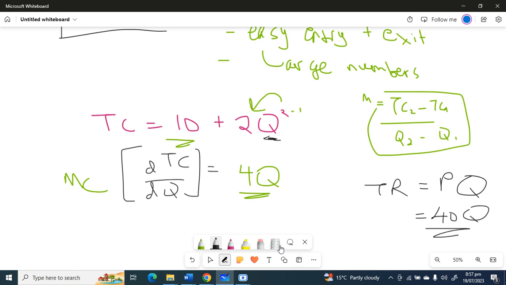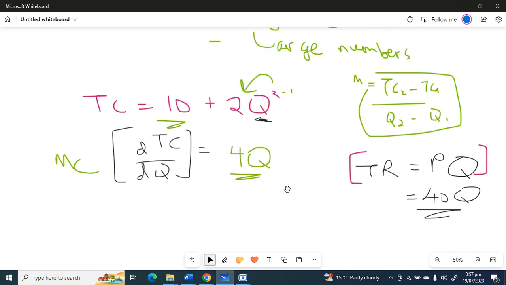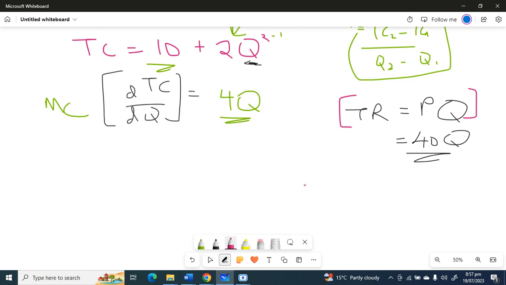With these questions, always remember this formula, and this one too, because other times they don't give you the total revenue function. You have to get it by yourself. Then we have to get the marginal revenue. We are deriving the total revenue function with respect to Q.